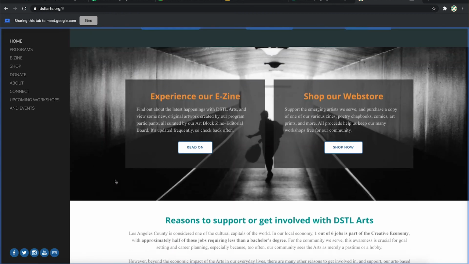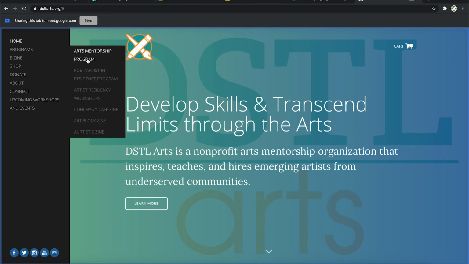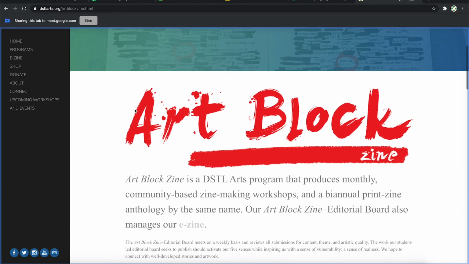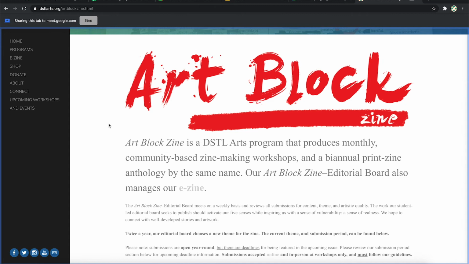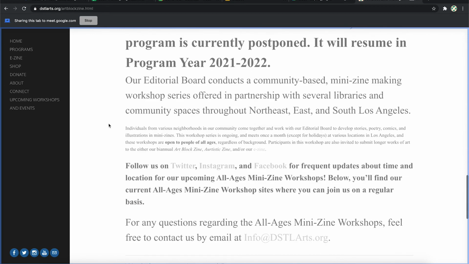And even the stuff that I post on our social media accounts, I try to maintain the same voice and the same style of writing. It is a little bit different in Art Block and Artistic. If you go to the website, for example, you'll see Art Block zine. The zine looks different from some of the other stuff that DSTL Arts produces. This is the masthead, the actual logo for Art Block, and it still says what it is, but it fits within the larger identity of DSTL Arts.